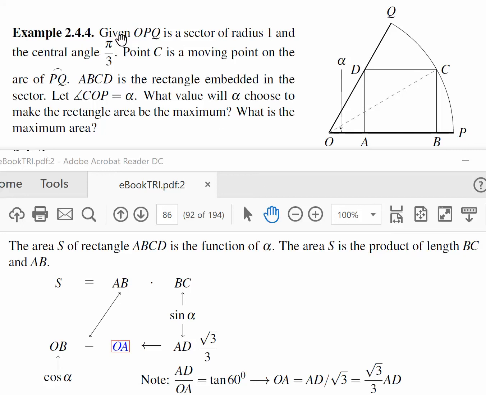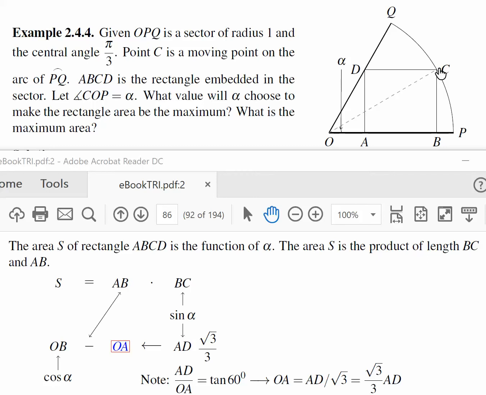This example says that given OPQ is a sector of radius 1 and the central angle pi over 3, which is 60 degrees. So we are given a sector which is OPQ. The radius is 1, meaning OQ, OC, OP is 1. Then we have a point C, a moving point on the arc of PQ.